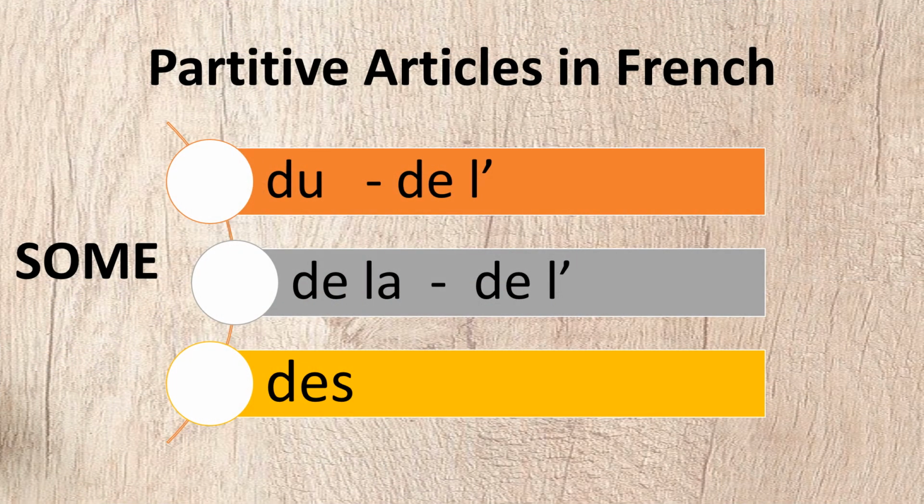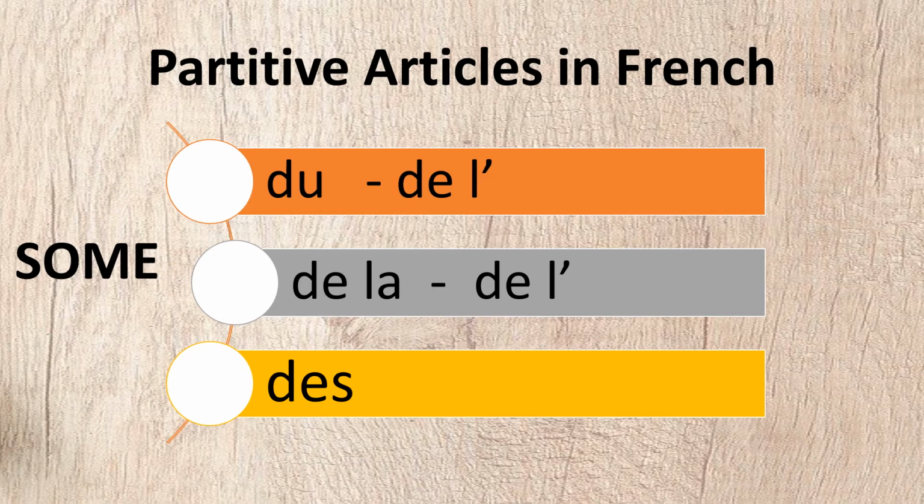So, what are those partitive articles? Well, first of all, they are called partitive articles because we are really talking about a part of something. And that's why in English we say some. I don't want a whole cake, I want some cake. A piece of the cake, so that would be some.